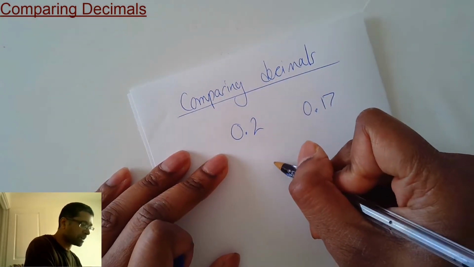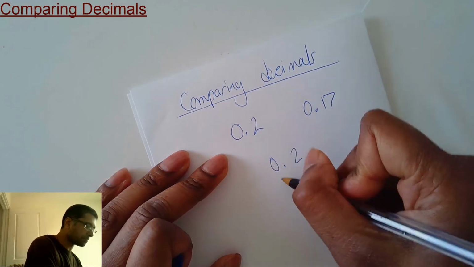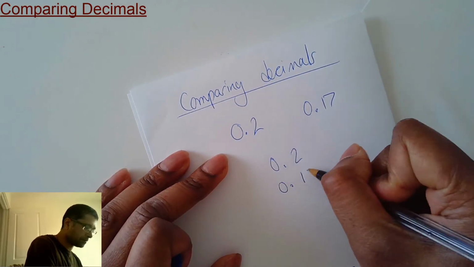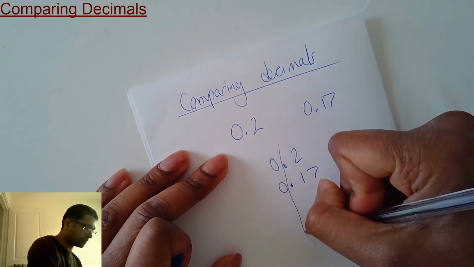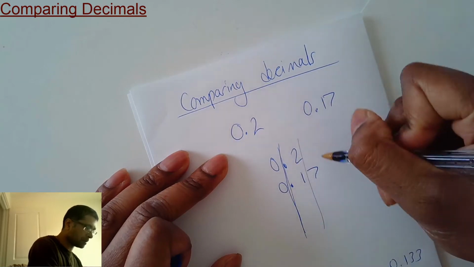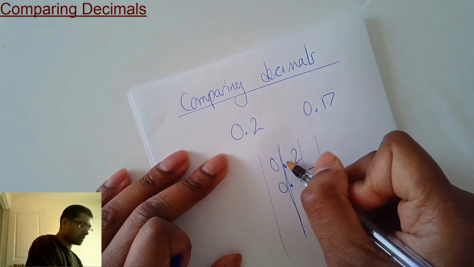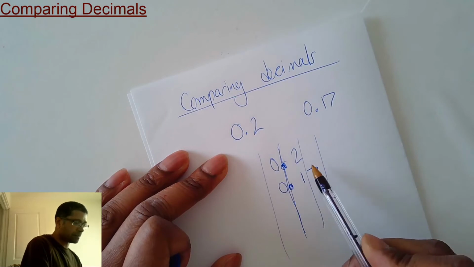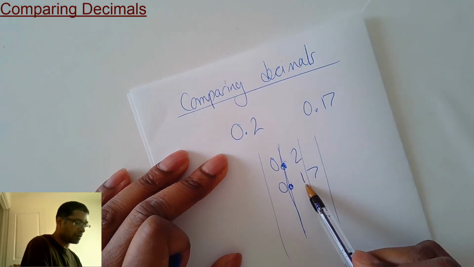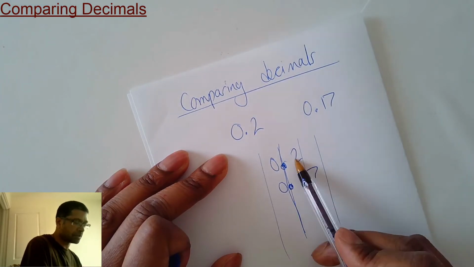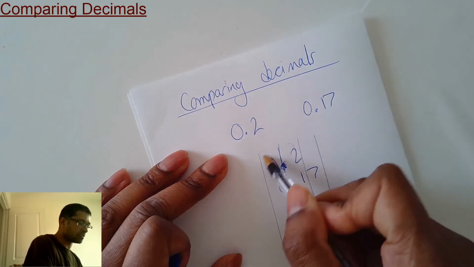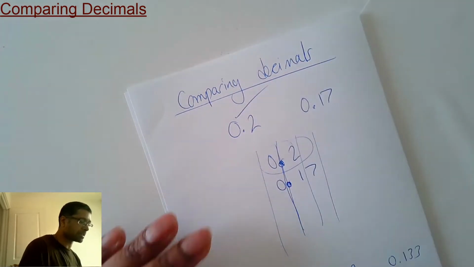If I just show you now, if I line these numbers up like so, you have 2/10 here, and here only 1/10. 2/10 is bigger than 1/10. This number is clearly bigger. This one's bigger.